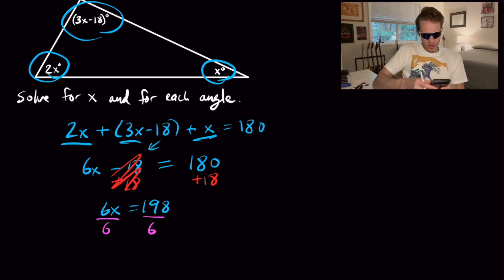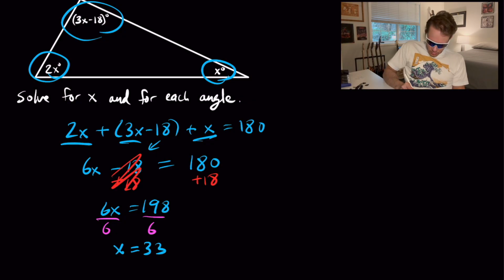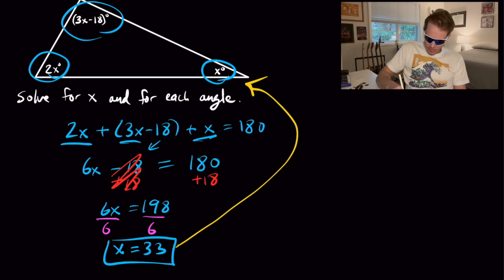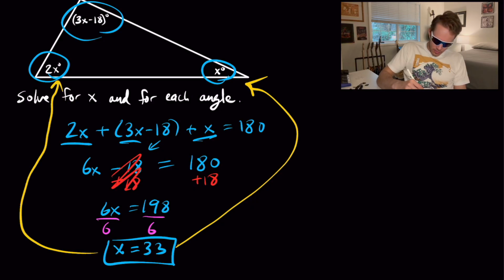I don't know what 198 divided by 6 is, so I'm going to put it in the calculator. And I'll get x is equal to 33. So we've solved for x. Now they want us to also solve for each angle. Well, we're just going to plug that back in everywhere we see an x.